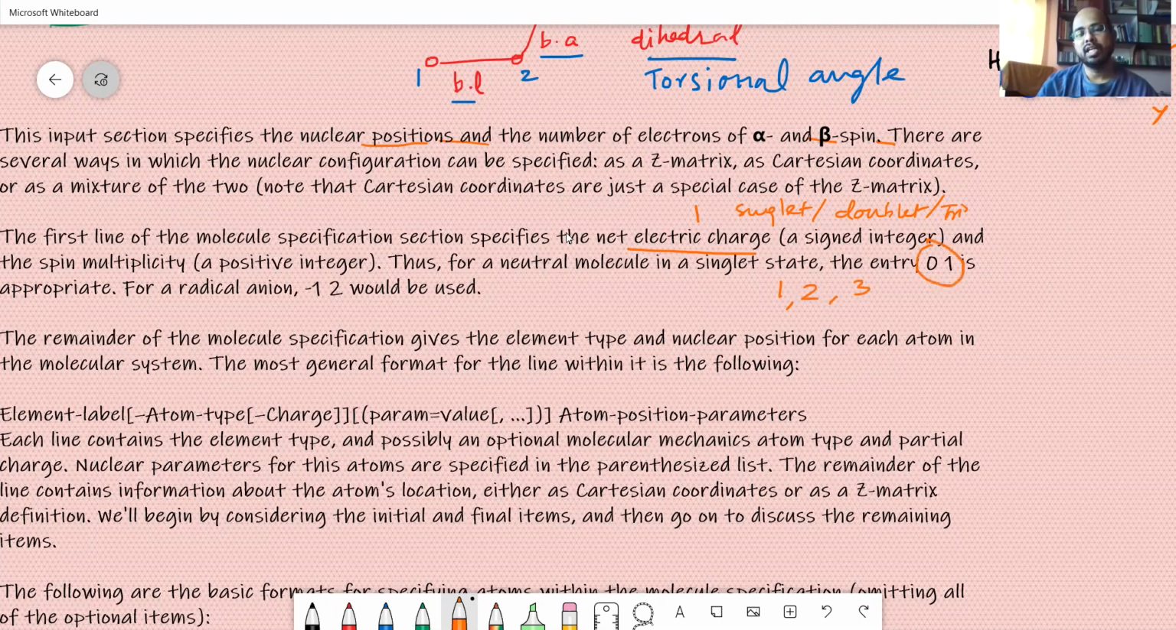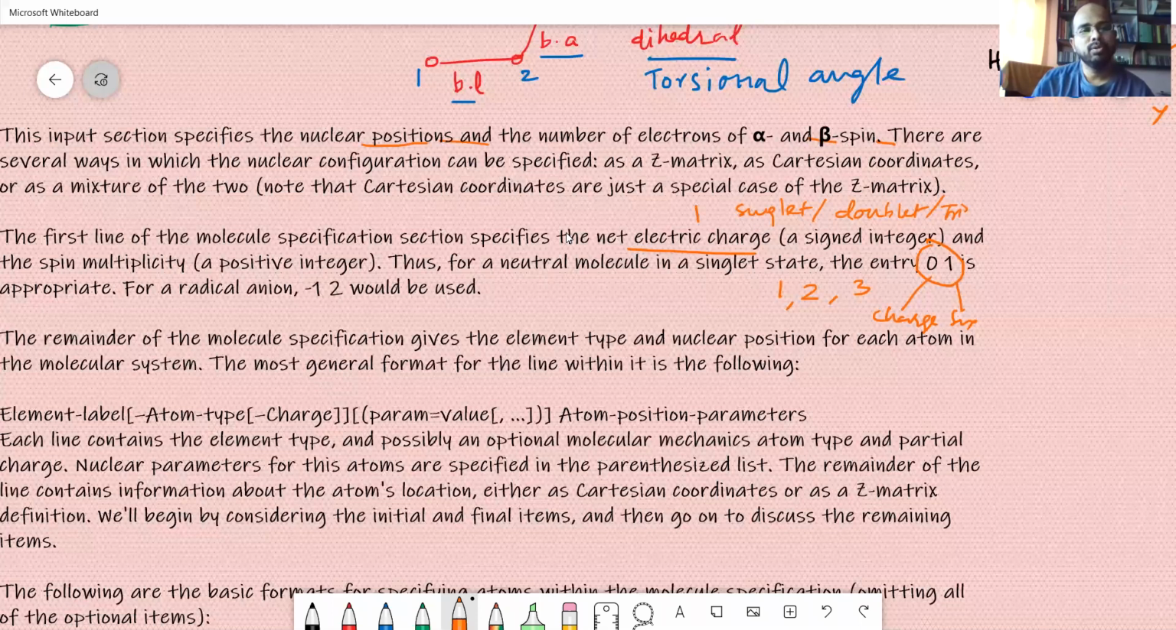0 means charge, 1 means singlet. Singlet is very reactive. You must note that singlet oxygen is very reactive. Paramagnetic properties are because of the unpaired electrons present like this.